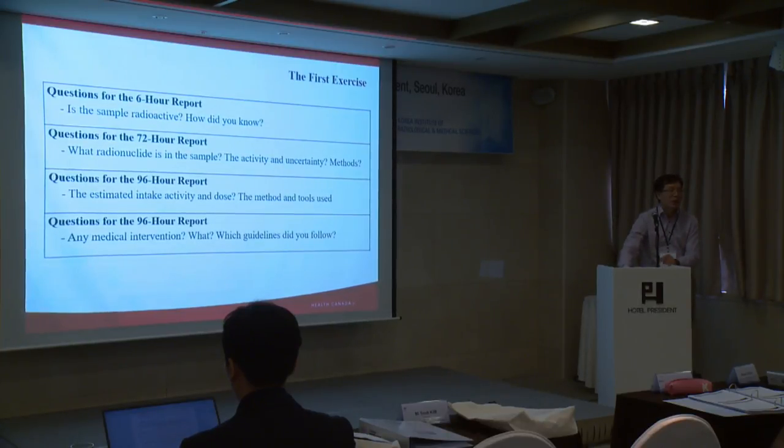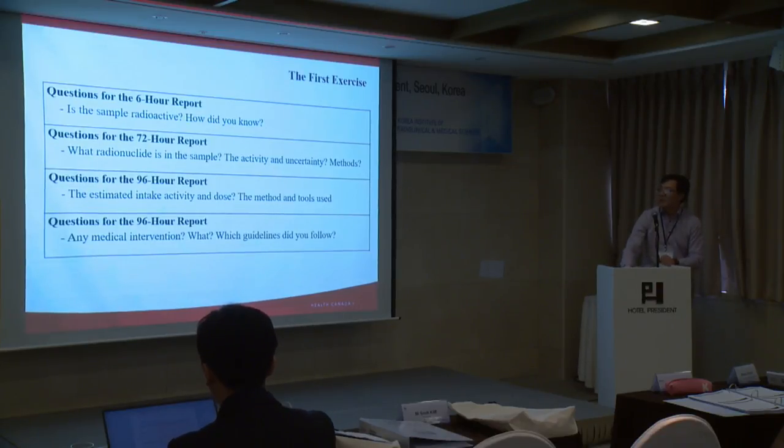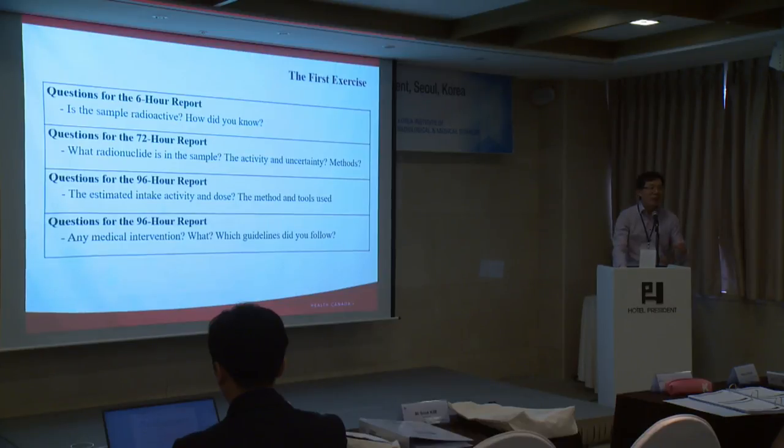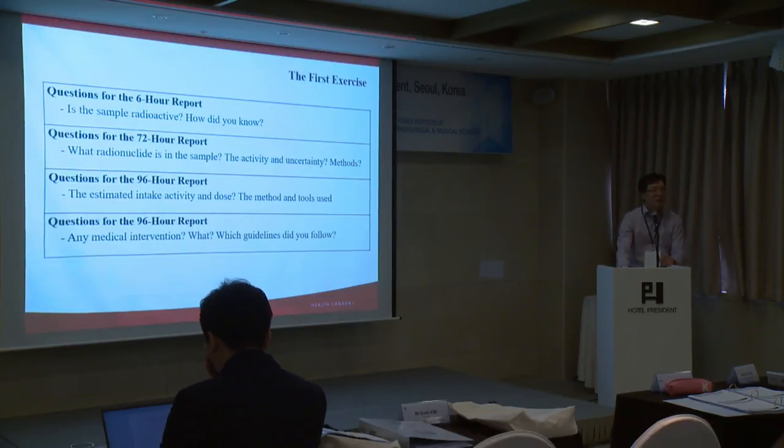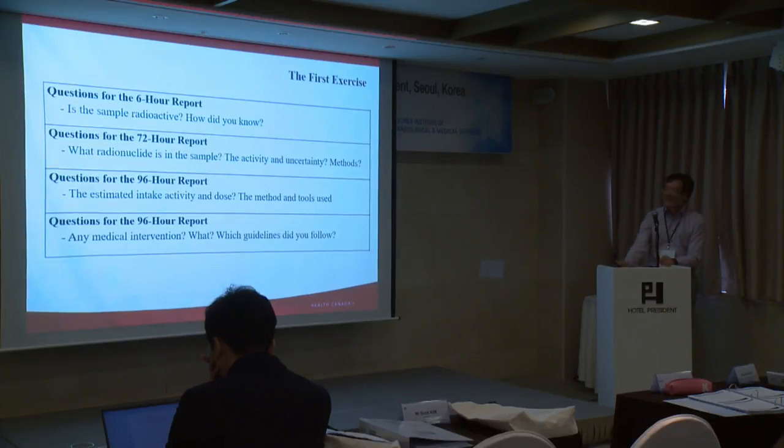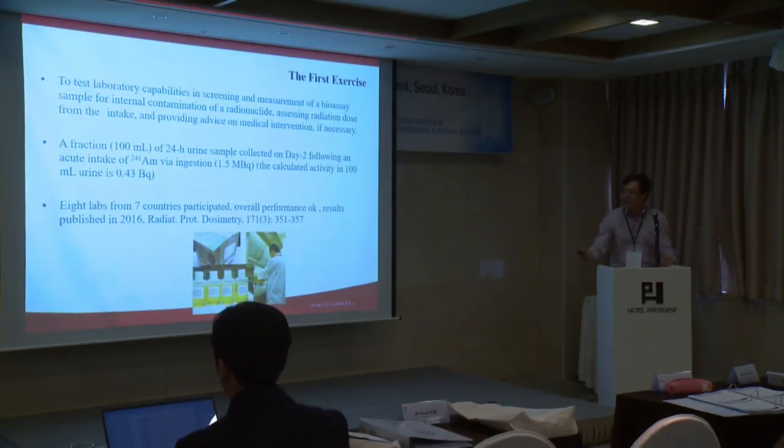Then we asked them the questions here. Within 6 hours of receiving the samples, you need to email back to say whether this sample is active or not. If you say active, tell us how you knew. And 72 hours after we receive the sample, you tell us what's inside, how much, and what method you used. And once we got this report from the lab, we asked them within another 24 hours to tell us the intake, the dose, the committed effective dose, and which methods and tools you used for this kind of estimation. Another question is, does this person need to be medically treated? And if you say yes, which guideline you referenced. So it's a very simple exercise, actually. It has been published in the year of 2016, in Radiation Protection Dosimetry.